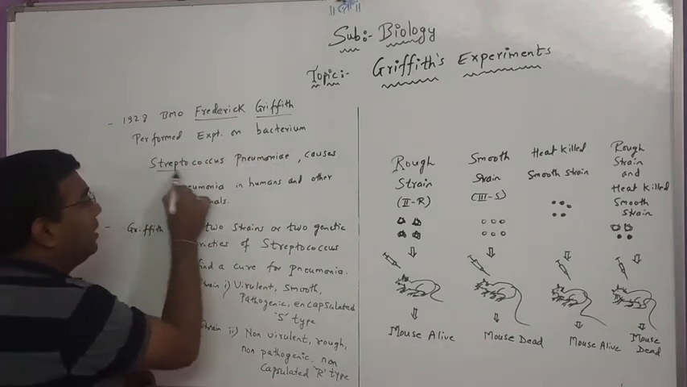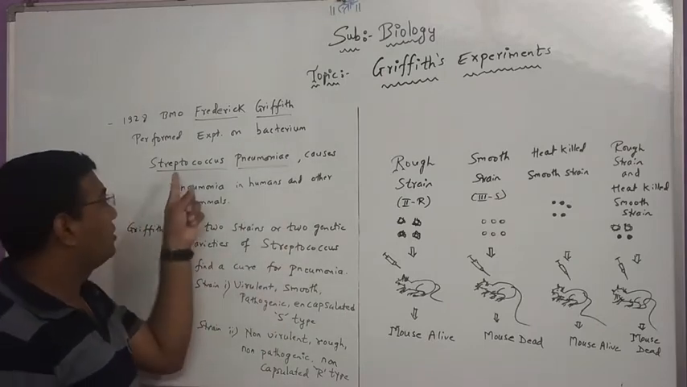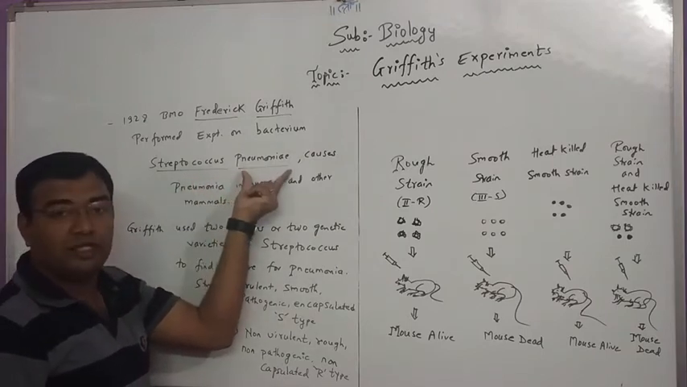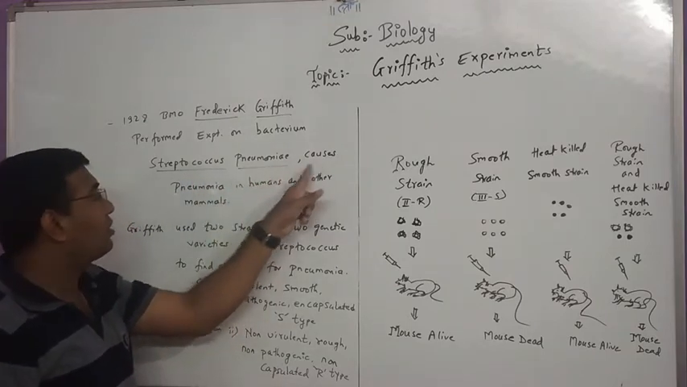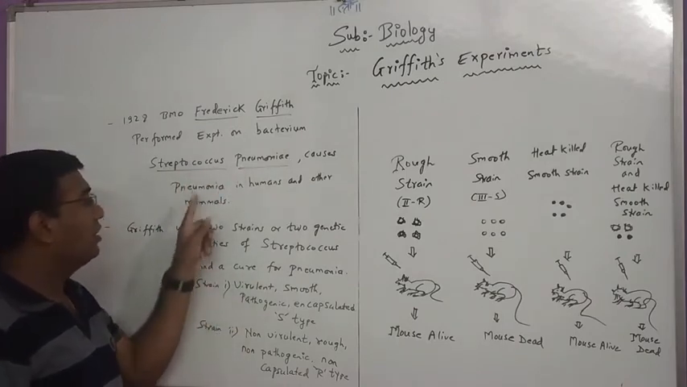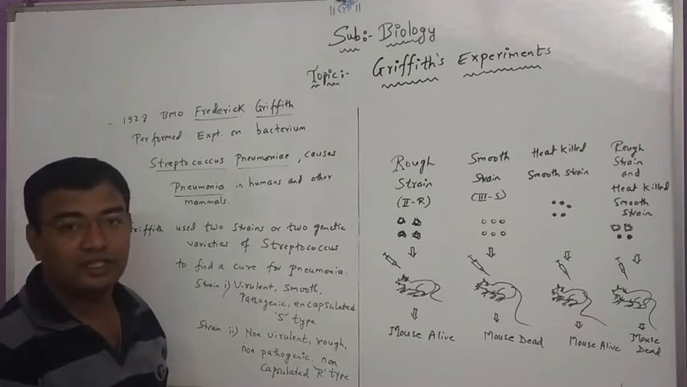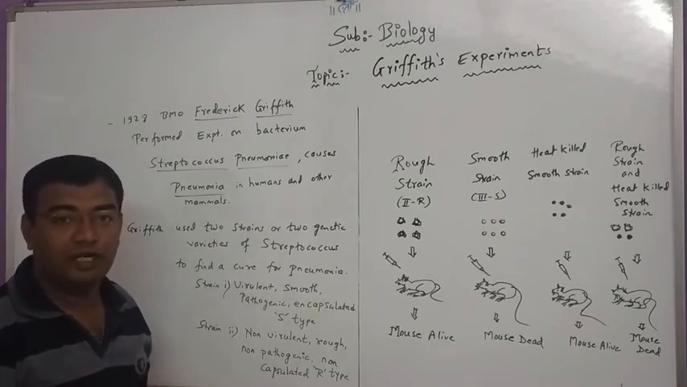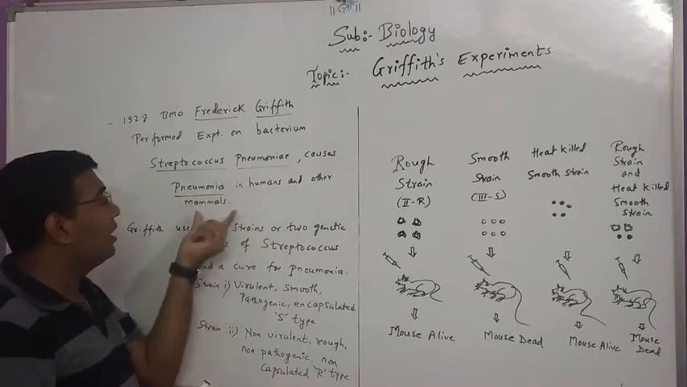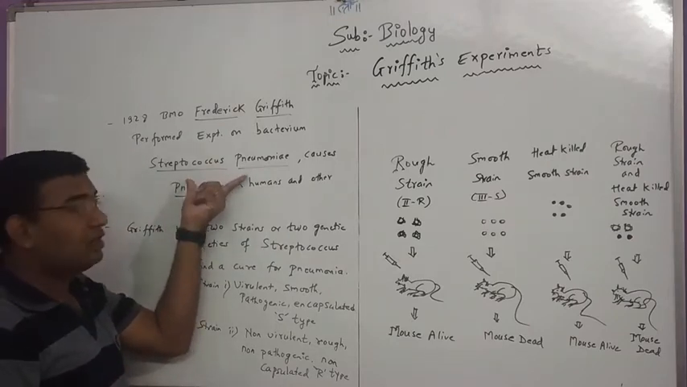The name of the bacterium was Streptococcus pneumoniae. Streptococcus is the genus and pneumoniae is the species. This bacterium is responsible for causing pneumonia. You know this word is very common; we generally say that he is suffering from cold, cough and pneumonia. So pneumonia in humans and other animals is caused by the bacterium Streptococcus pneumoniae.